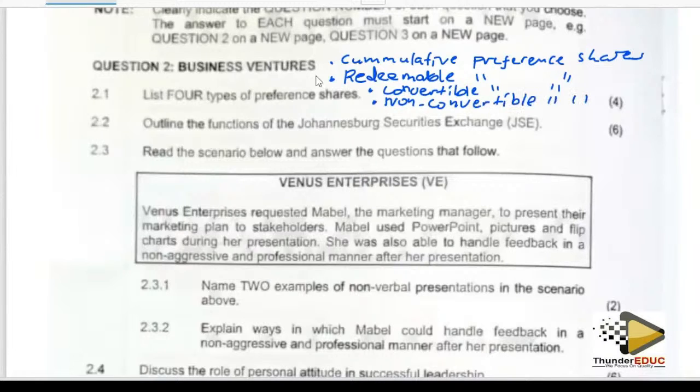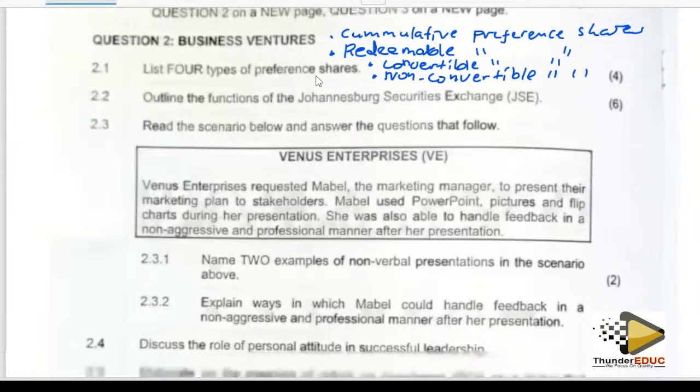Non-convertible preference shares. Okay, great, top. So these are the different types of preference shares that we have. Now let's move on to the next question. The next question is 2.2.